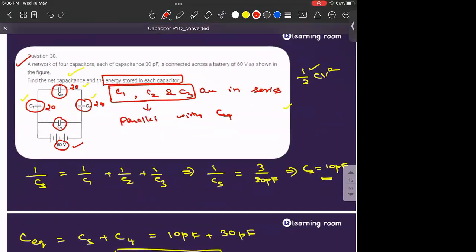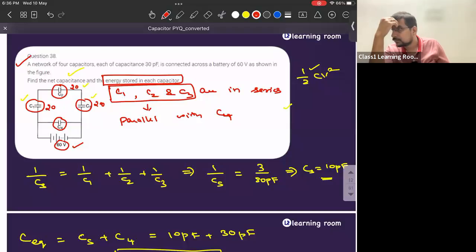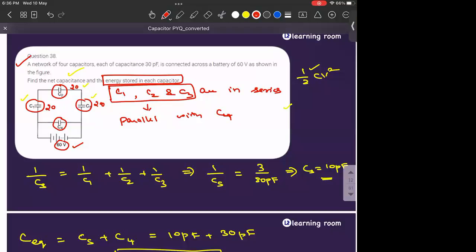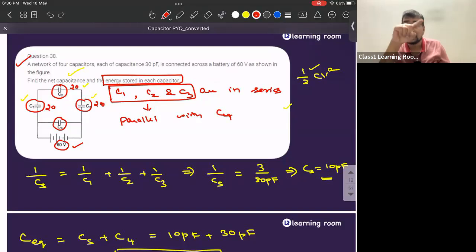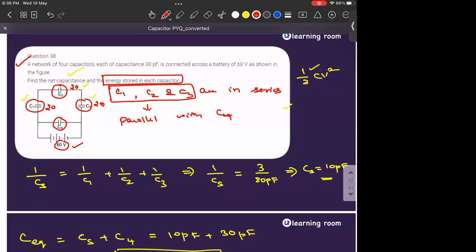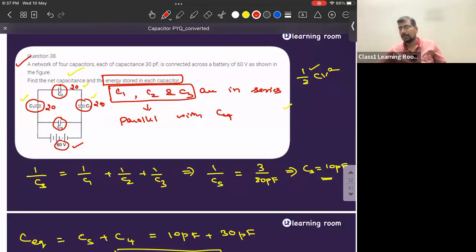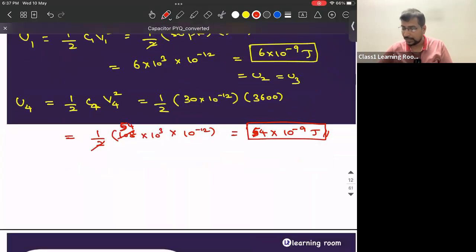Sir, will the potential difference divide equally like this? Sir, here we are dividing 60 volts between three capacitors in series, 20, 20, as equal because the capacitances are equal. That I understand, sir. But in the exam, will it always come as equal division? It won't, it may not. Good that you asked that question. I was waiting for it.